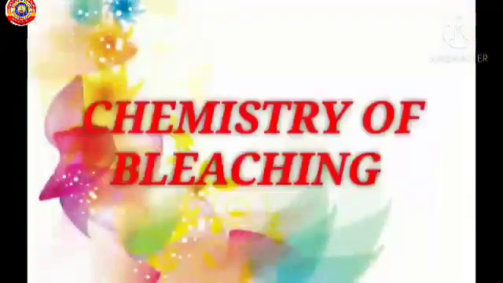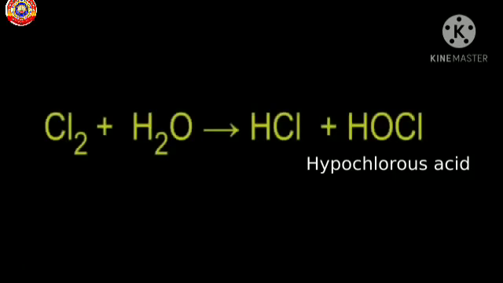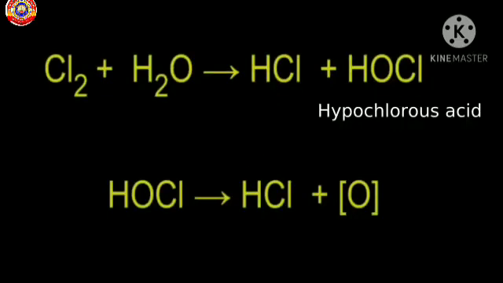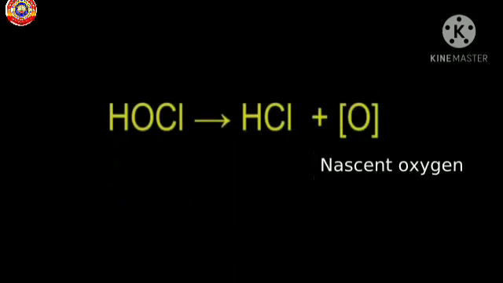Let us learn about the chemistry of bleaching taking place here. The reaction of chlorine with the moisture is given as Cl2 plus H2O gives HCl plus HOCl. In this equation, the product HOCl, hypochlorous acid, is unstable and hence it decomposes as HCl and O. The nascent oxygen formed due to decomposition oxidizes the colored objects to make them colorless. This is the basis of the bleaching activity of chlorine.